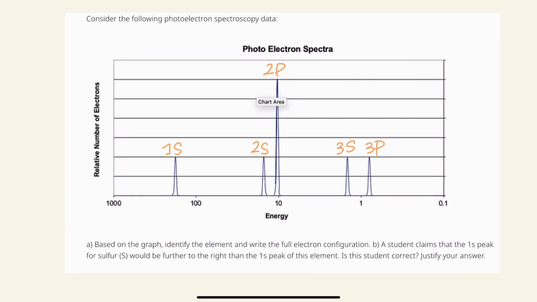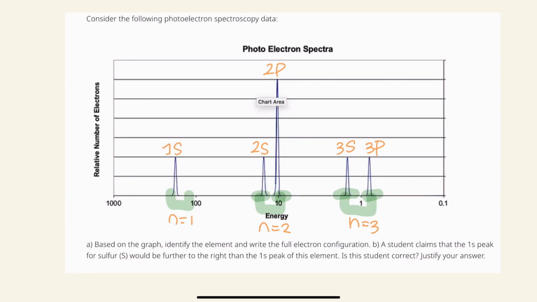If you recall from earlier, this is one shell, and each one inside is a subshell. One shell would be n equals 1, n equals 2, and n equals 3, and within those we have our s and p subshells. Now that I have those labeled, I'm going to look at the y-axis, which tells me the relative number of electrons per subshell.